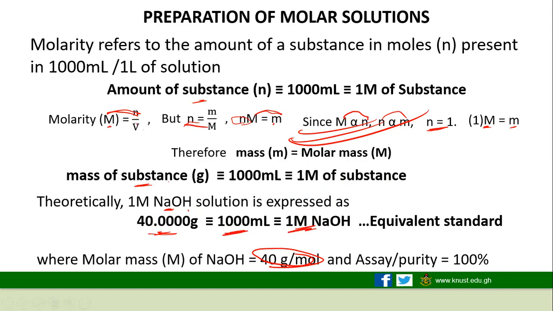Very simple. The statement here we have to pay attention to is the assay or purity. Now, this is only true if the purity is 100%. It means in any other purity apart from 100%, it should be factored in. That means we cannot just conclude after our equivalent calculation. We have to factor the assay if it's not 100%.